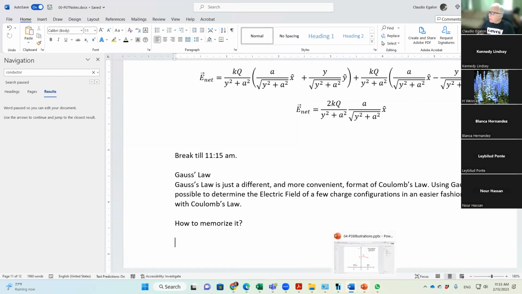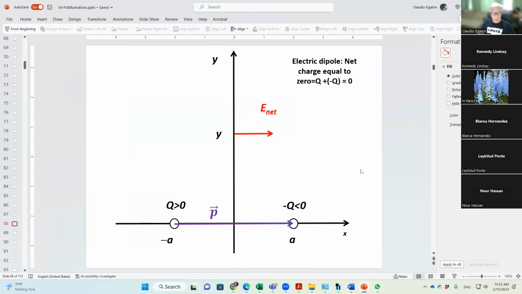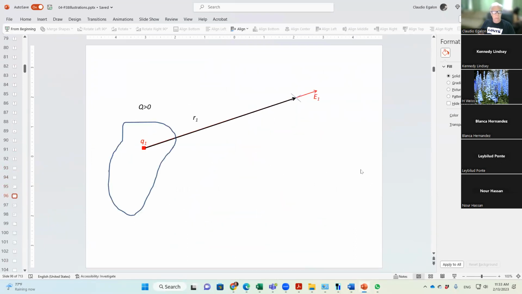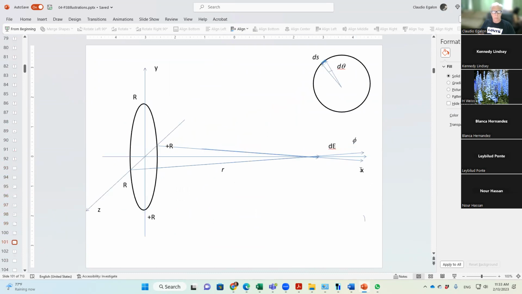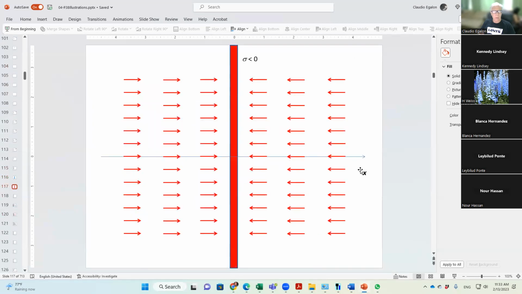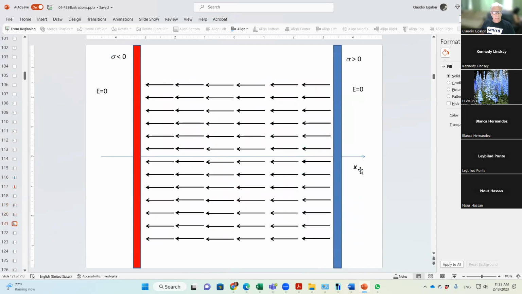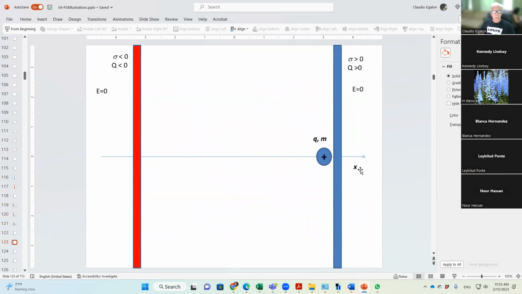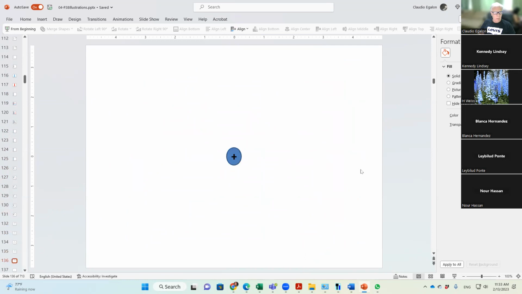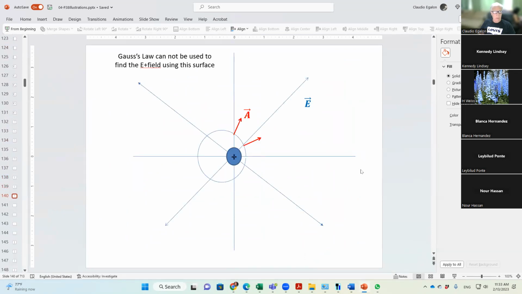Let's see if I have a drawing here for you. Here, we don't want to look into that. Not every geometrical configuration can be used to find the electric field using Gauss's law, okay? See here. Okay, here you go.